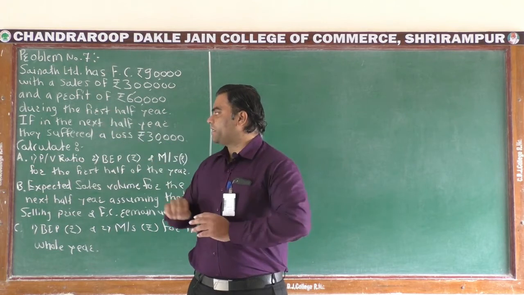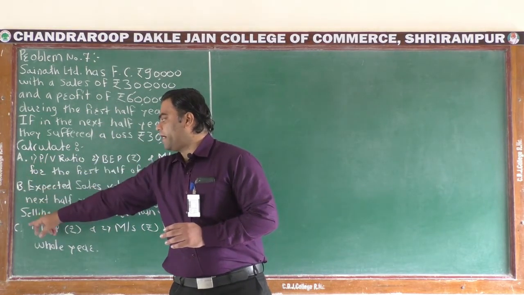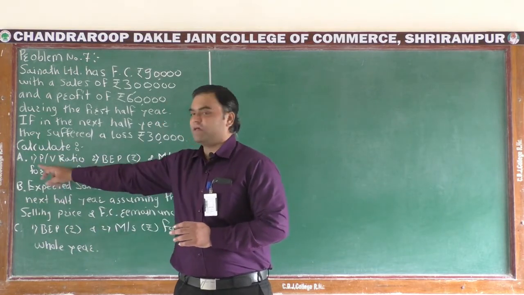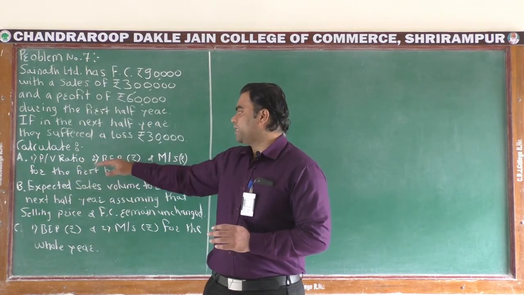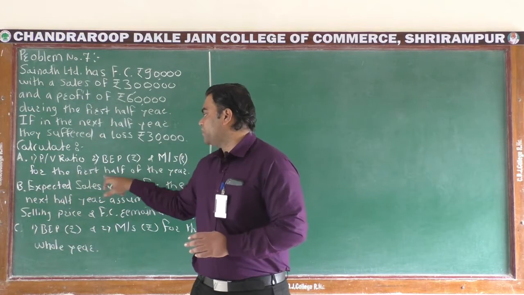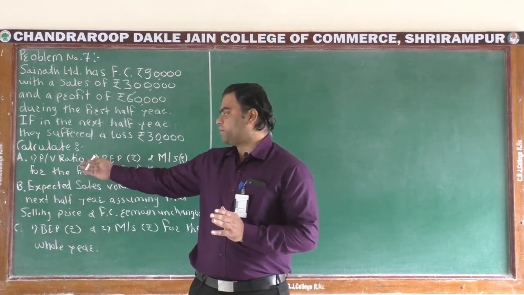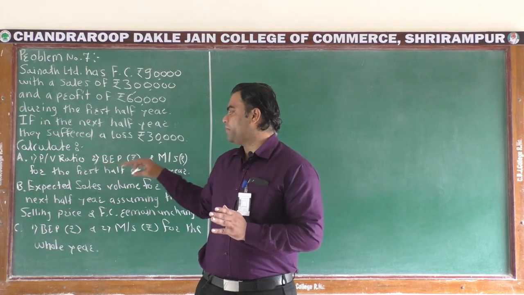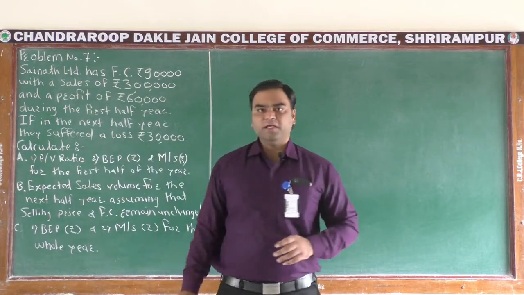Then by using the data we are asked to calculate, three sections are there, A, B and C. In A section we are asked to calculate profit volume ratio or PV ratio, then BEP rupees and margin of safety rupees for the first half of the year. So PV ratio for first half we have to calculate, then BEP and margin of safety. So let's start calculating PV ratio.